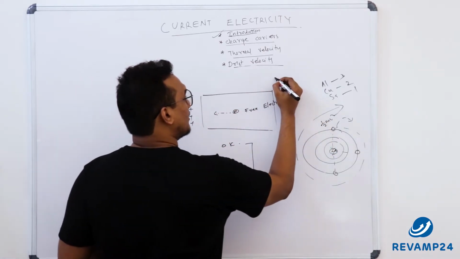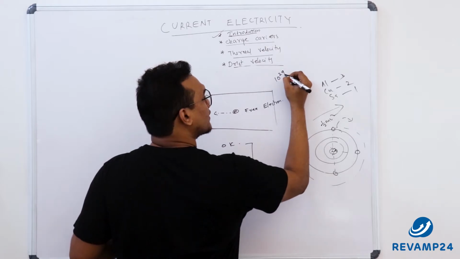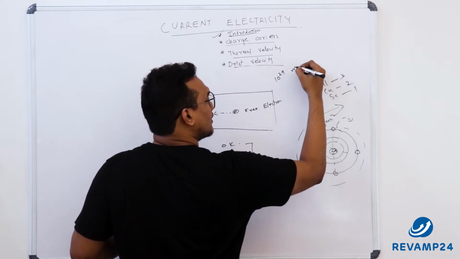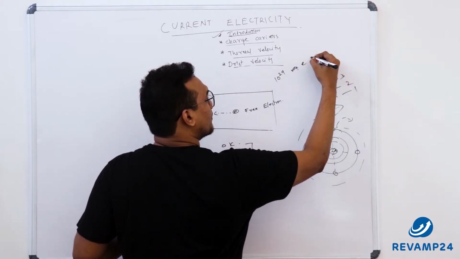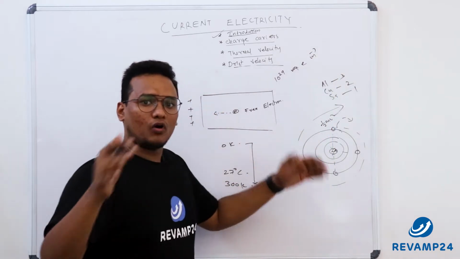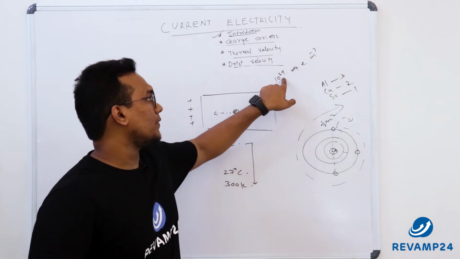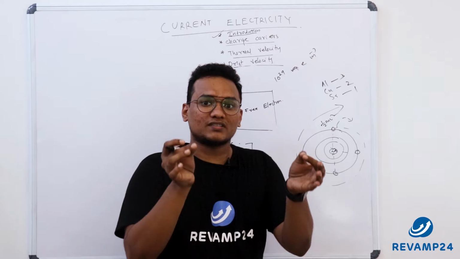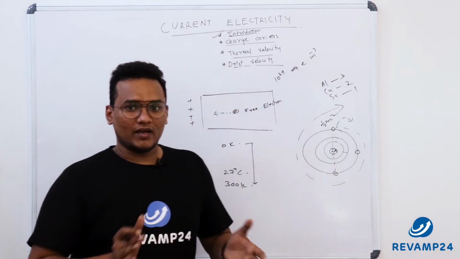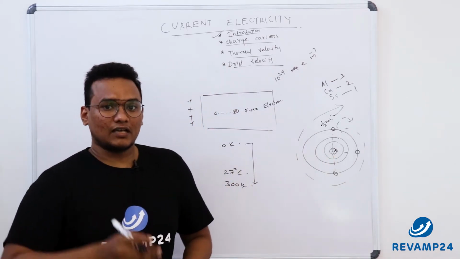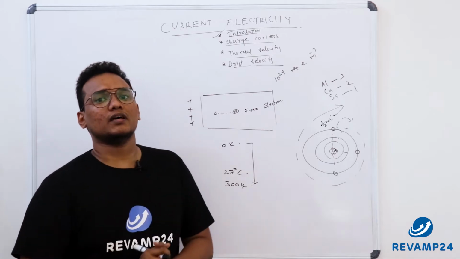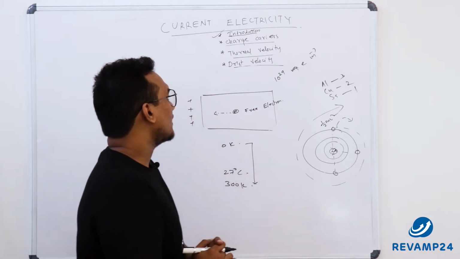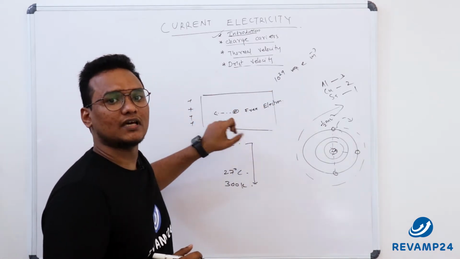For example, the amount will be approximately 10 to the power 29 electrons per meter cube. In a meter cube box, there will be approximately 10 to the power 29. So these many electrons are there with conductors at atmospheric temperature. These electrons can contribute to the conduction. In the case of insulators, these free electrons are not there.